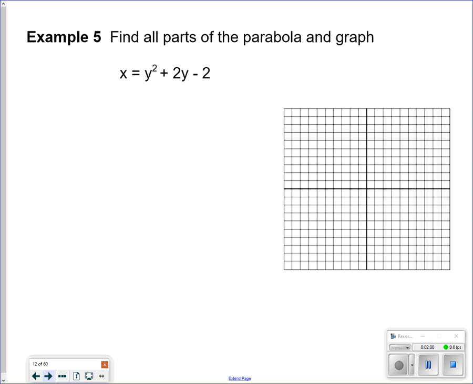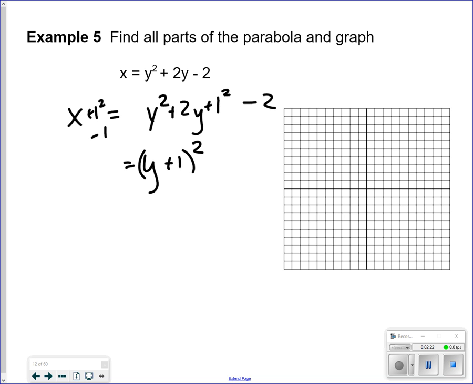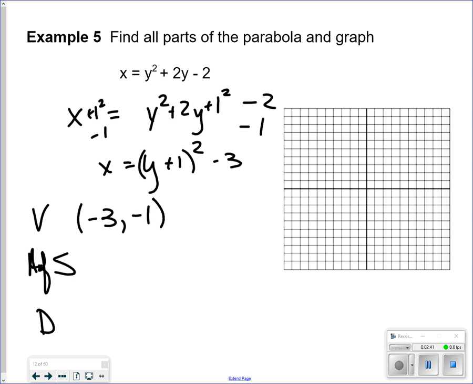So let's do some examples here and see how we do. And right away, we're going to have one in which we have to complete the square. So complete the square with the y values now. So I'm going to add 1 squared to both sides, and that will complete my square with y. Subtract 1. So now there's 3 questions I can answer just by looking at the equation. Those are the vertex, the axis of symmetry, and the direction.